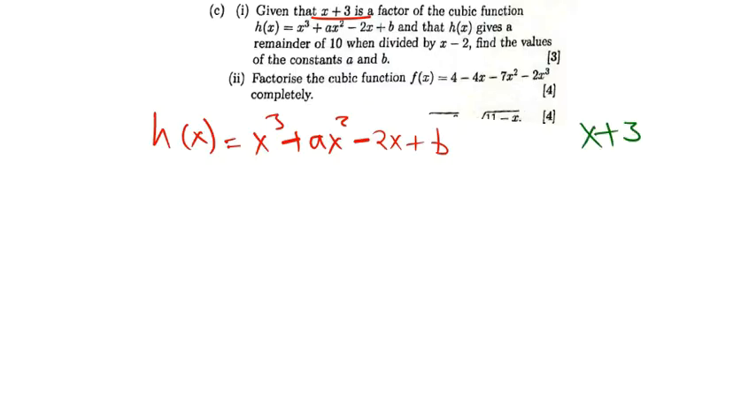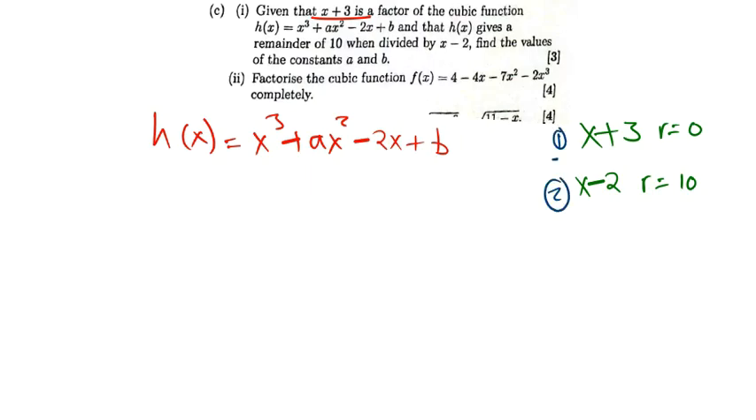And then that h of x gives a remainder of 10 when divided by x minus 2. So if it's a factor, the remainder is 0. And then for the other one, which is x minus 2, we are told the remainder is 10. Find the values of the constants a and b. So just come up with two equations using the two conditions given. You are good to go.